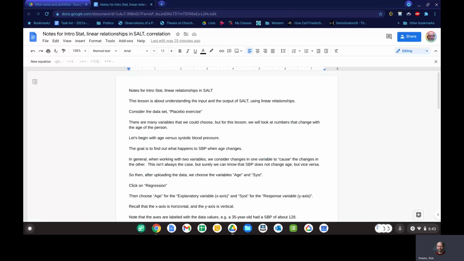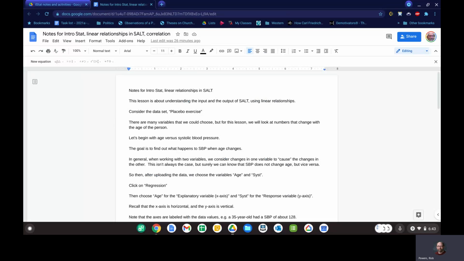There are many variables that we could choose, but for this lesson, we will look at numbers that change with the age of the person. Let's begin with age versus systolic blood pressure. The goal is to find out what happens to systolic blood pressure when age changes. In general, when working with two variables, we consider changes in one variable to cause the changes in the other. This isn't always the case, but surely we can know systolic blood pressure does not change your age, but the other way around. Age might change your systolic blood pressure.